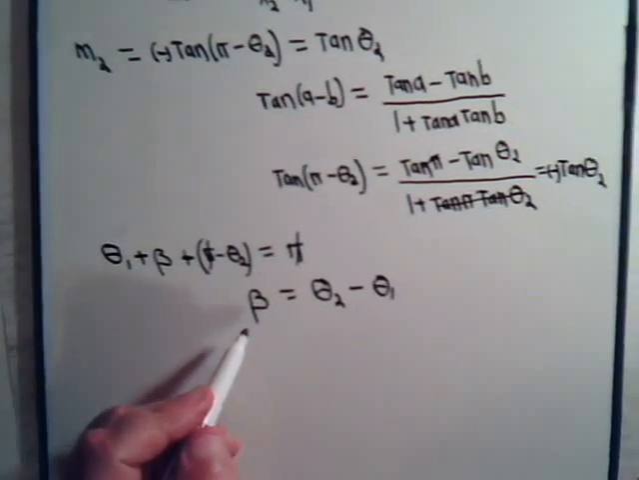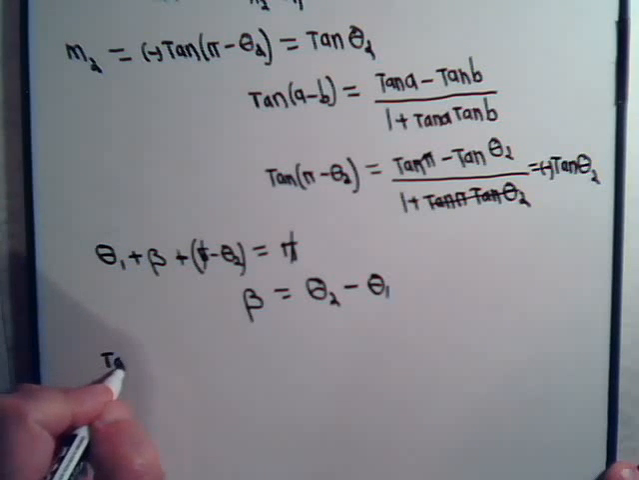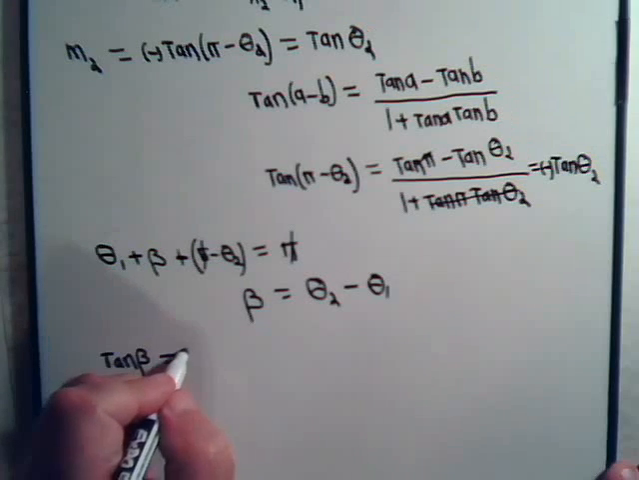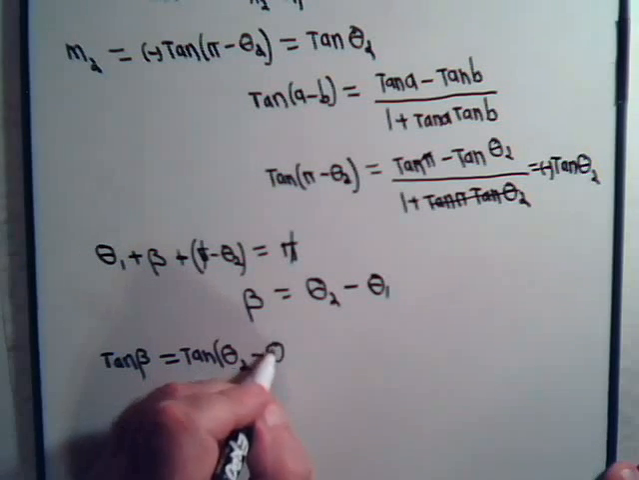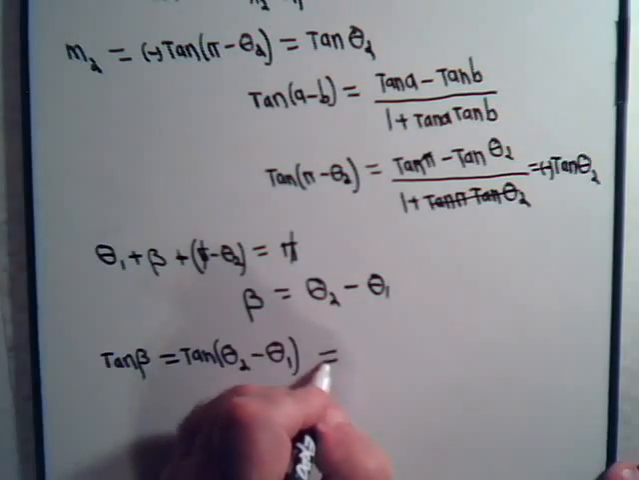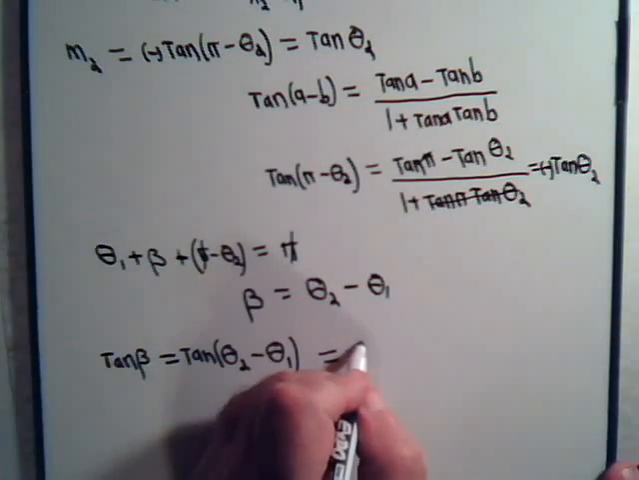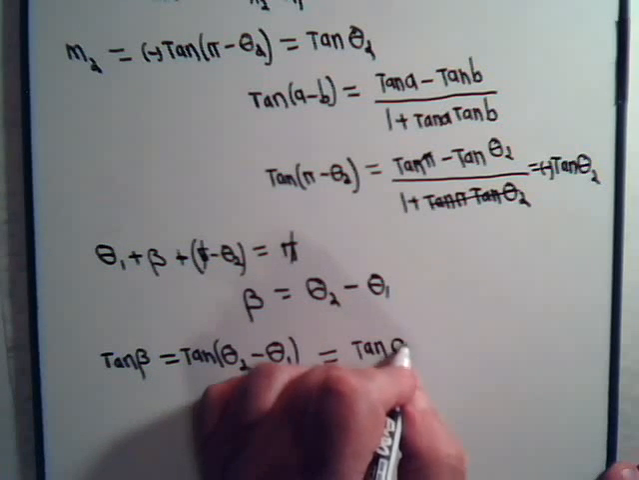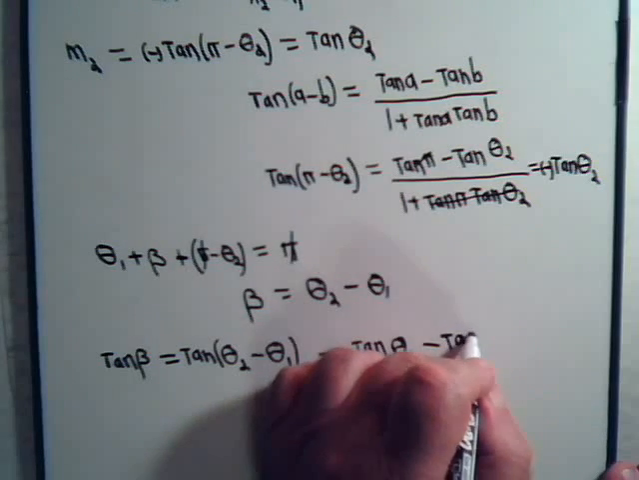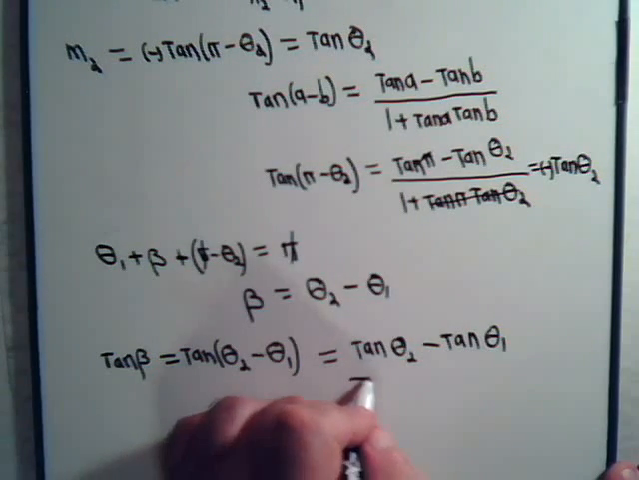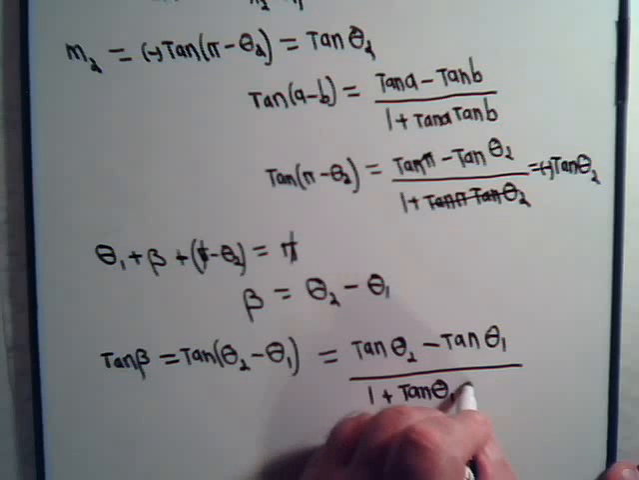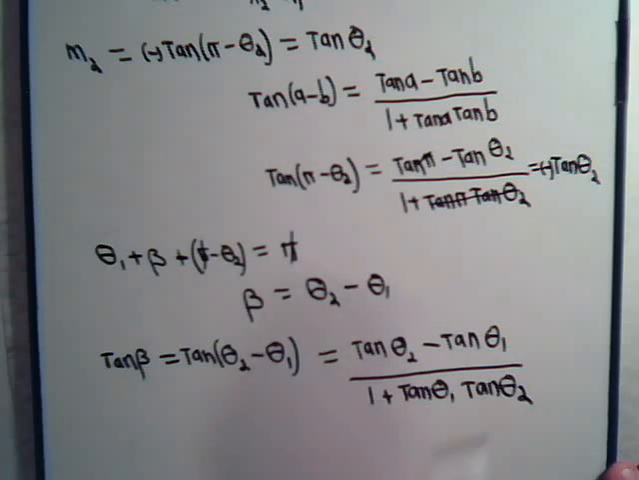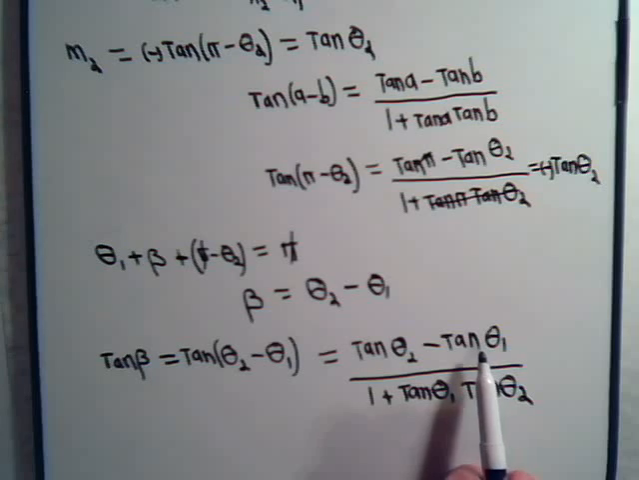The tangent of this intersecting angle will equal the tangent then of theta 2 minus theta 1. And using our formula from up here, that will equal the tangent of theta 2 minus the tangent of theta 1 divided by 1 plus the tangent of theta 1 times the tangent of theta 2. But we know that this is equal to the slope m2, and this is equal to the slope m1.